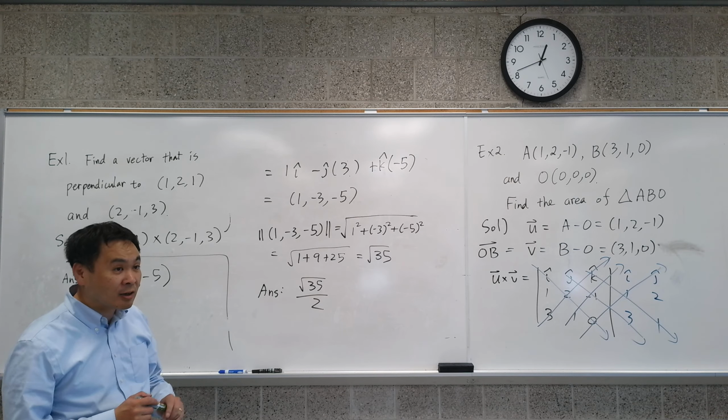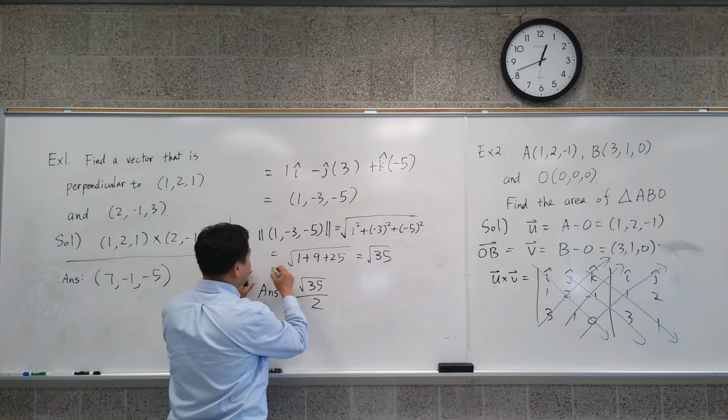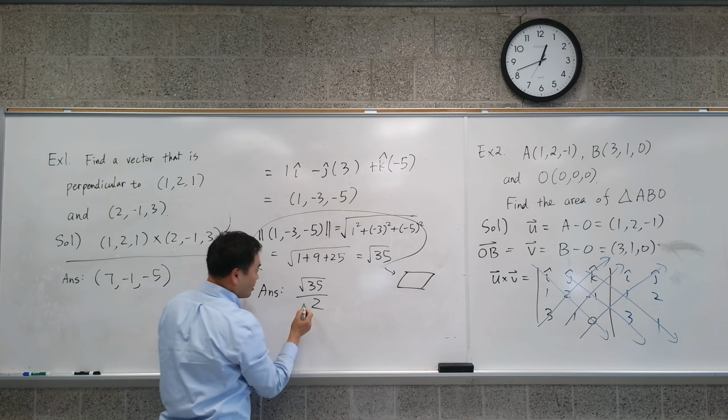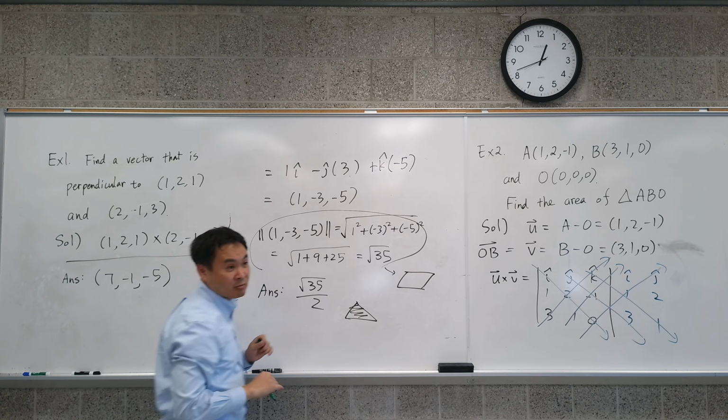You have a question? How did you get over 2? Oh, that's because this is the area of a parallelogram. This is the area, but what we want is just the triangle, which is half of the parallelogram.